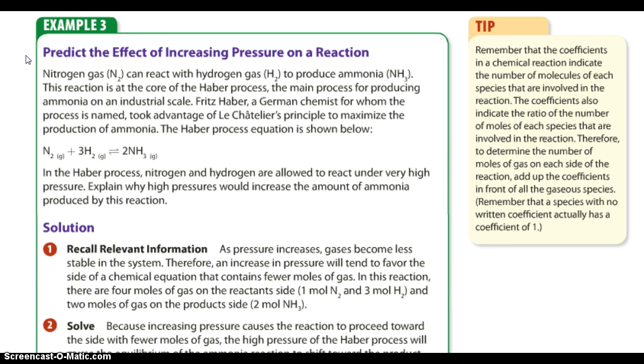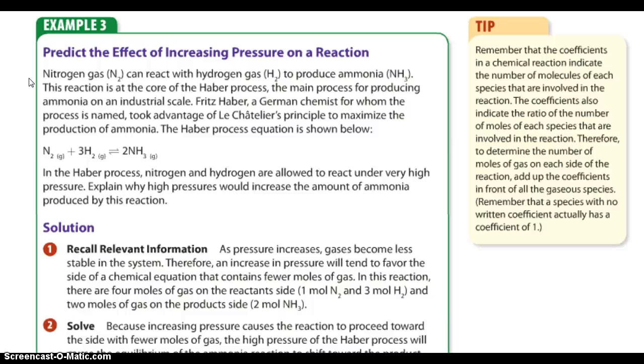Predict the effect of increasing pressure on a reaction. Nitrogen gas, N2, can react with hydrogen gas, H2, to produce ammonia, NH3. This reaction is at the core of the Haber process, the main process for producing ammonia on an industrial scale. Fritz Haber, a German chemist for whom the process is named, took advantage of Le Chatelier's principle to maximize the production of ammonia. The Haber process equation is shown below. N2 gas plus 3H2 gas yields 2NH3 gas.